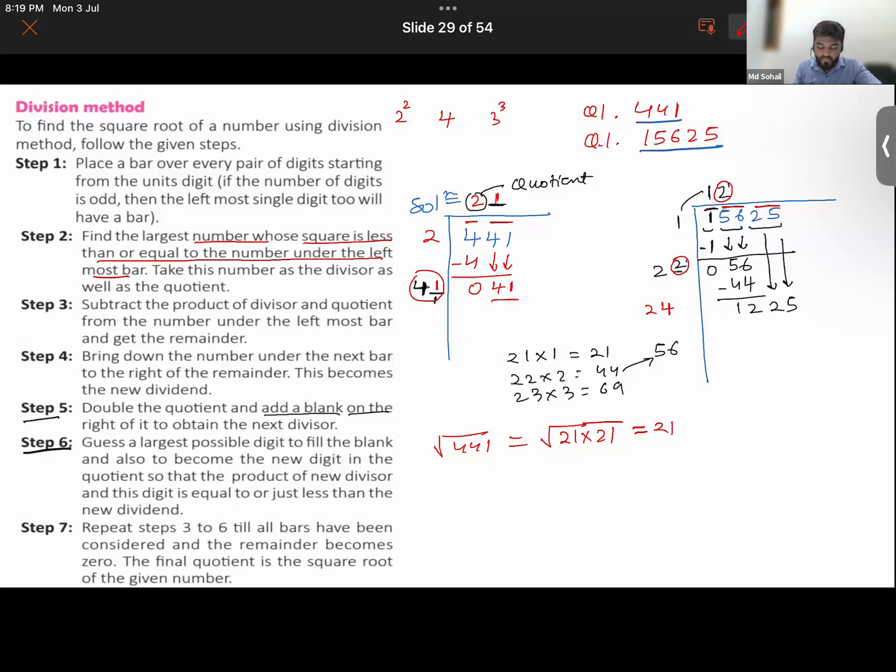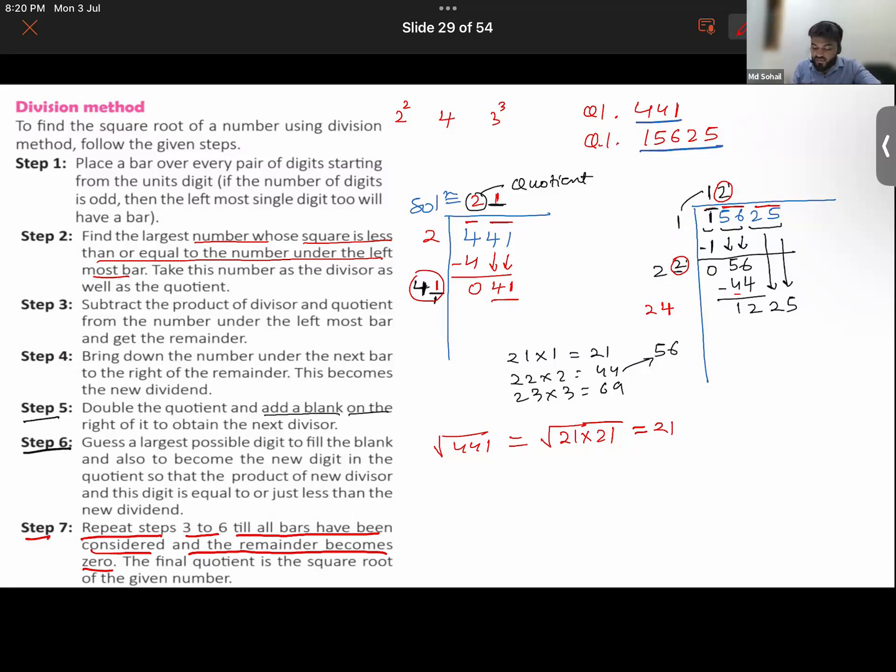Okay, see, step number 7: repeat steps 3 to 6 till all bars have been considered and the remainder becomes 0. So we are repeating steps 3 to 6 again. We have subtracted the product of divisor and quotient. We have subtracted this 44 from 56. We have brought down the number 25. Okay, and we have doubled the quotient here, right?